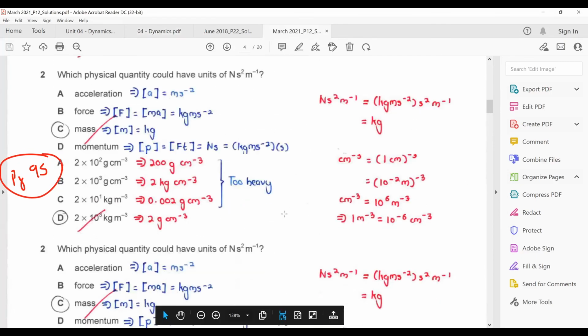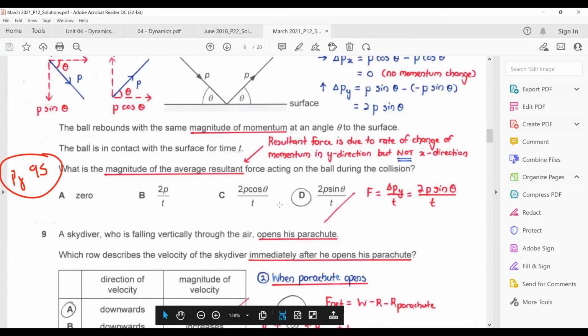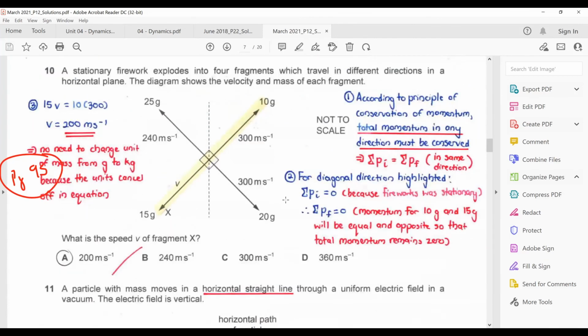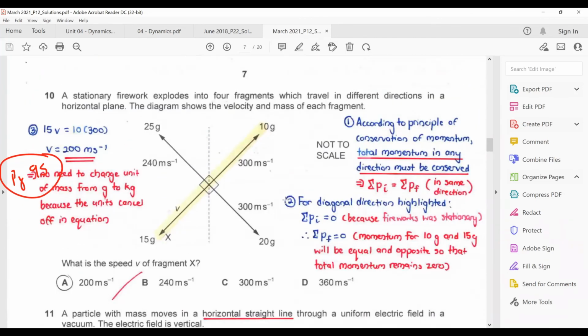Answer for that is 200. Yes, answer should be 200.